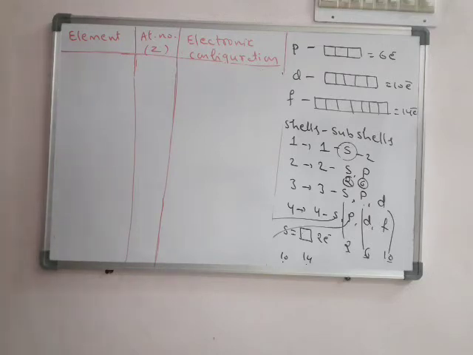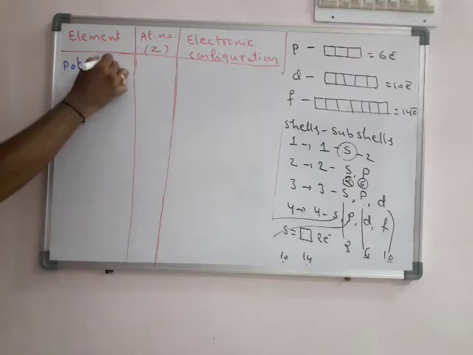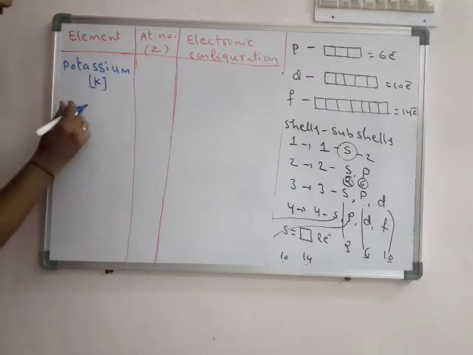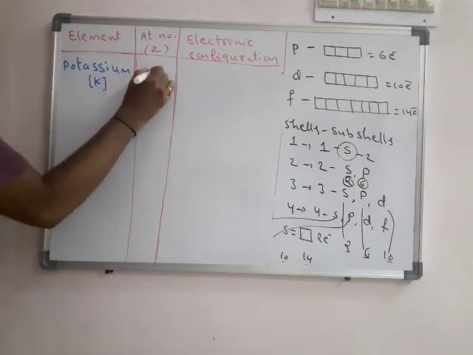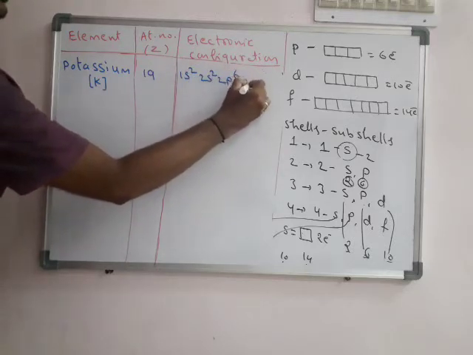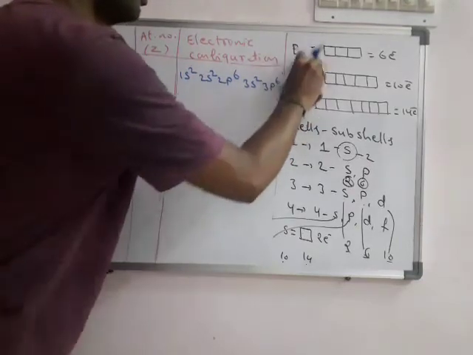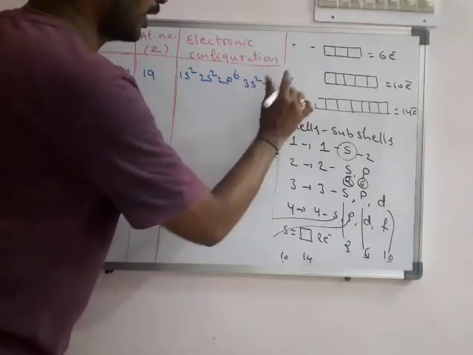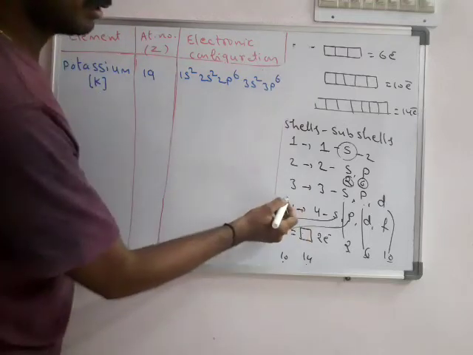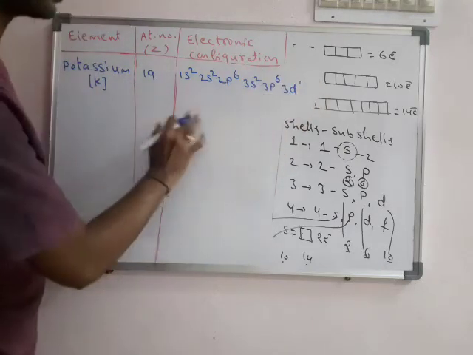See the next element. After argon is completed, next is potassium. Potassium is 19, so 1s2 first level, 2s2 2p6 second level, third level 3s2 3p6. Then the maximum in the third level is 18, so we can't write 3d1 right now.